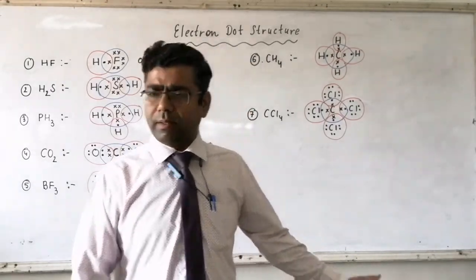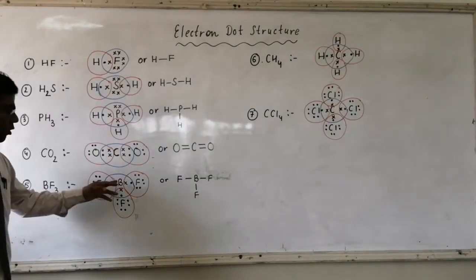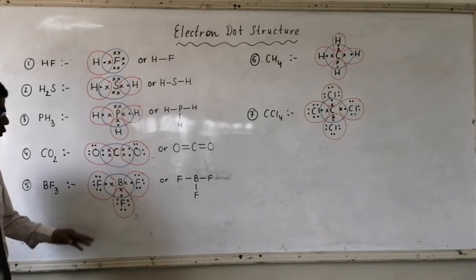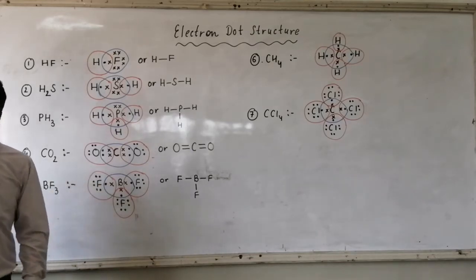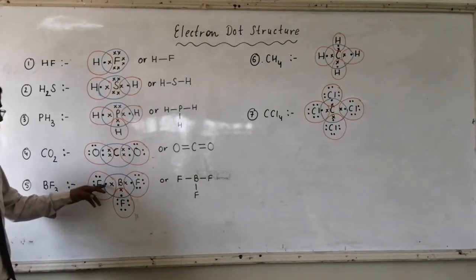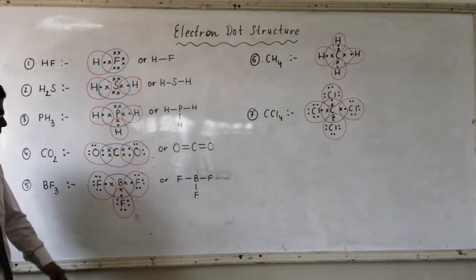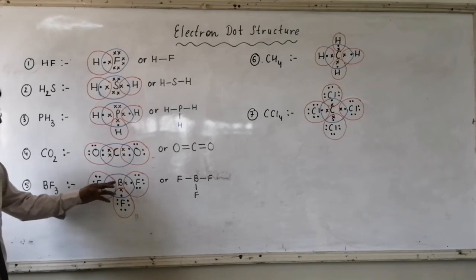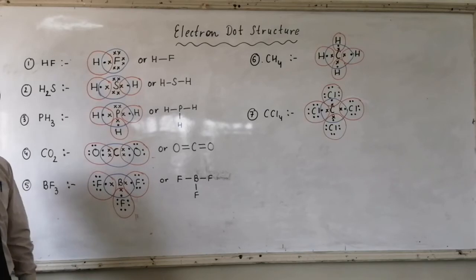So let us represent BF3 as an electron dot structure. Electrons of boron are represented by cross sign, electrons of fluorine by dot sign. Fluorine requires only one electron for octet completion. So fluorine will share its one electron with the electron of boron. Similarly, the second fluorine will share its one electron with the electron of boron. The third fluorine also shares one electron with the electron of boron.